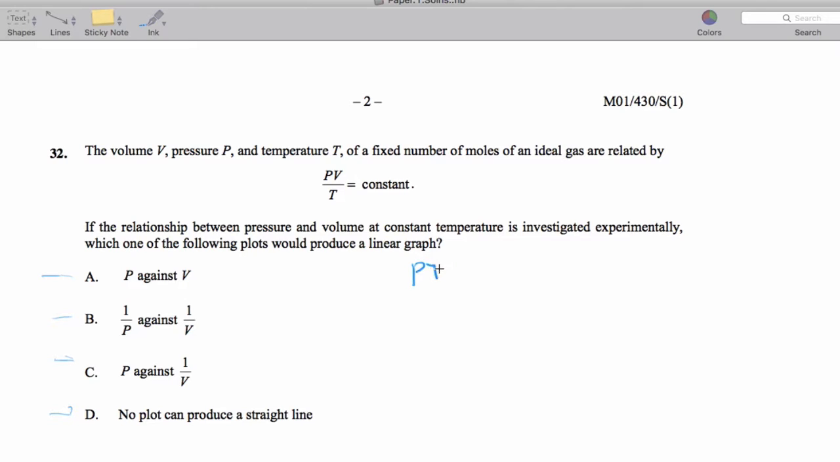So I've got PV over T as a constant that I'll just call C. Now P over T equals C divided by V. So what's going to give me a linear graph? P could be my y-axis. And then it looks like if I plot P versus 1 over V, then I'll get a straight line looking at the form of the function.